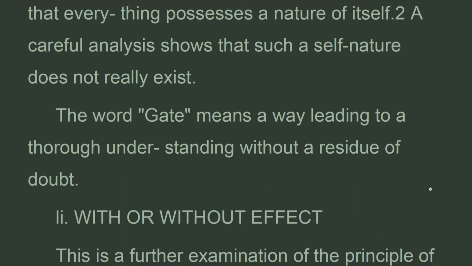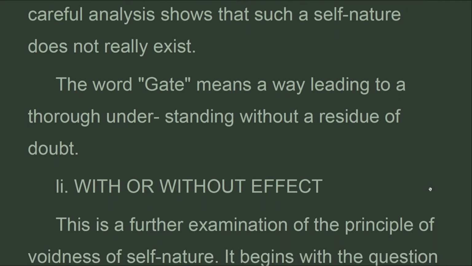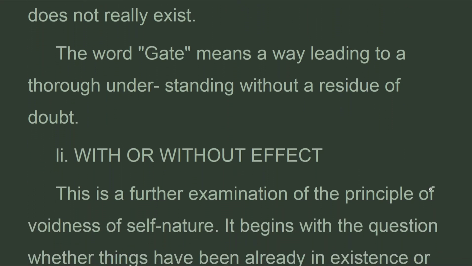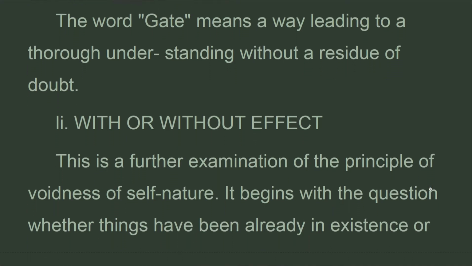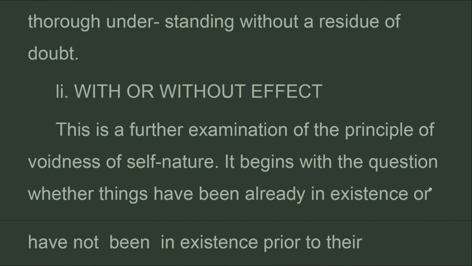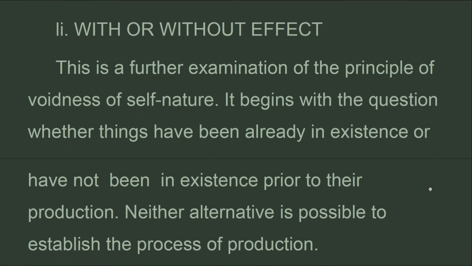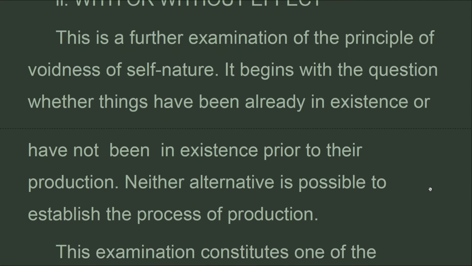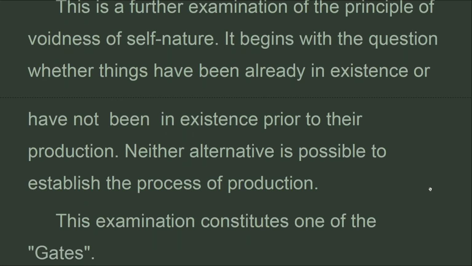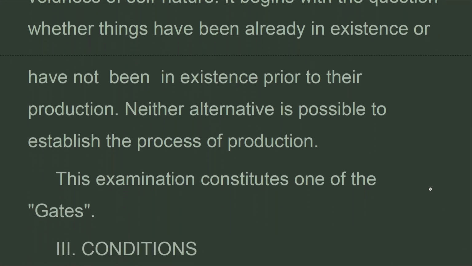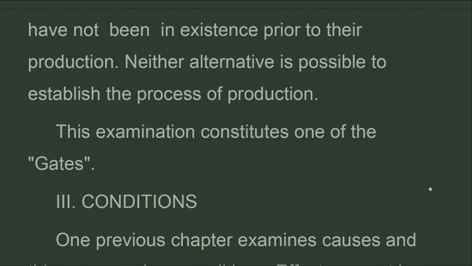2. With or without effect. This is a further examination of the principle of voidness of self-nature. It begins with the question whether things have been already in existence or have not been in existence prior to their production. Neither alternative is possible to establish the process of production. This examination constitutes one of the gates.